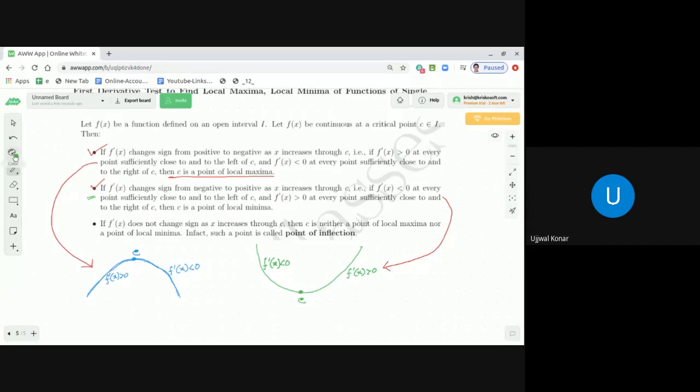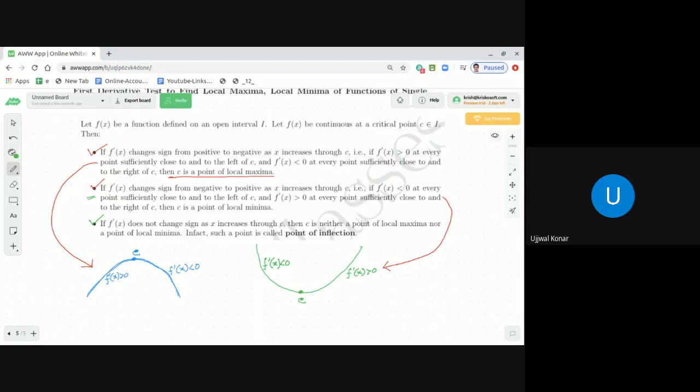Now, the third point, dear students, is that if f'(x) does not change sign as x increases through C, then C is neither a point of local maxima nor a point of local minima. In fact, such a point is called a point of inflection. Let me repeat once more, dear students. If f'(x) does not change sign as x increases through C, then C is neither a point of local maxima nor a point of local minima. In fact, such a point is called the point of inflection.